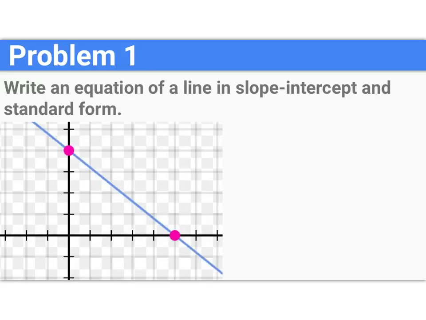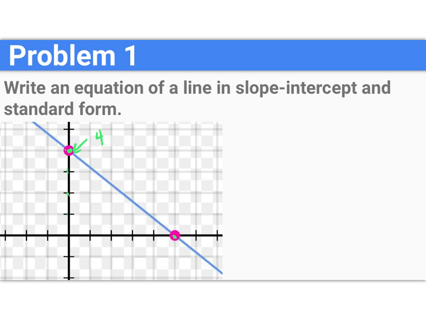Okay, write an equation of a line in slope-intercept and standard form. So let's first find the y-intercept. Our y-intercept is 1, 2, 3, 4. 4. Now let's find the slope of the line. We can only calculate the line where it goes through the corner of a box. And unfortunately, next time it goes through the corner of a box is there.